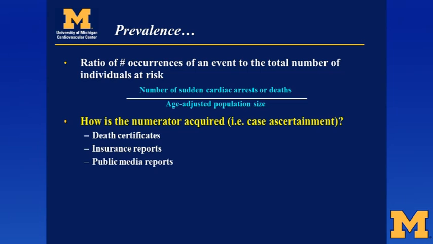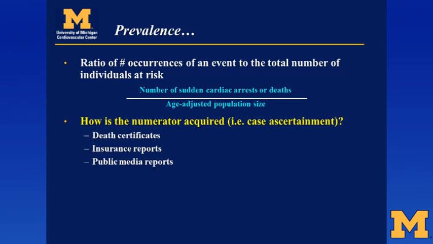So really what we want to know is how common is sudden cardiac arrest, and what are the causes of sudden cardiac arrest. So first I want to define prevalence, because I wasn't sure if everybody in the audience would know exactly what it meant. And really it's simply the ratio of the number of occurrences of a particular event to the total number of individuals that are at risk for that event.